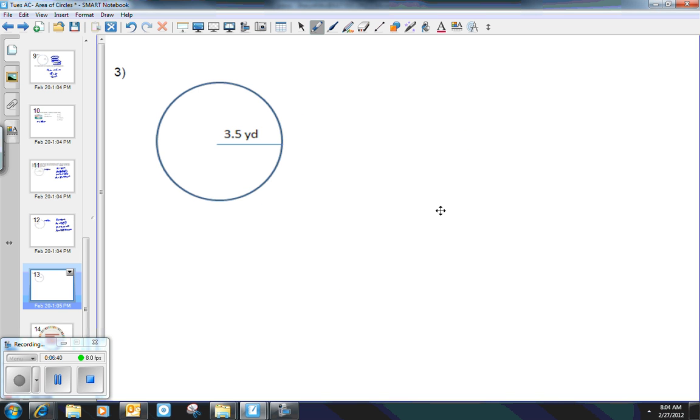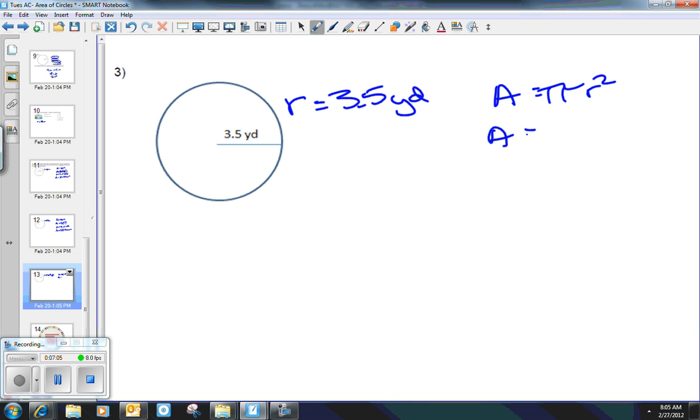All right, let's look at the next one. 3.5 yards. Yes, there may be decimals involved. So our radius here is 3.5 yards. Area equals pi r squared. And yes, you must write down the formula every time. It's one of the things that you'll be doing in algebra also, or geometry, writing the formula down every time. Okay, so area is going to be pi times 3.5 squared.